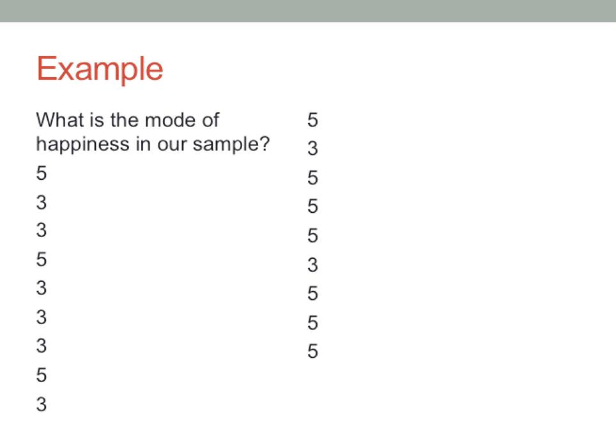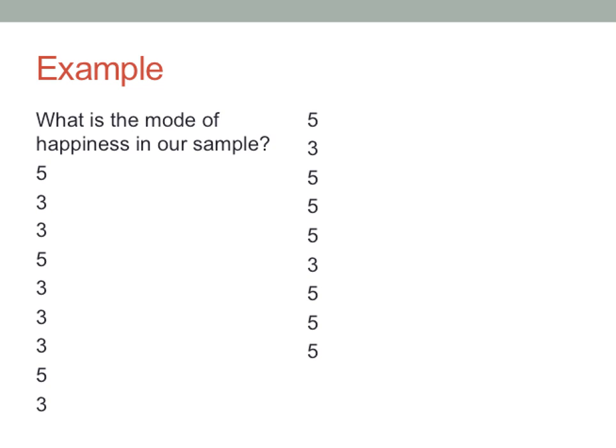All right, well, let's count them up. So we have 5 happens 1, 2, 3, 4, 5, 6, 7, 8, 9, 10 times, and 3 occurs 1, 2, 3, 4, 5, 6, 7, 8 times. So we have 10 5s and 8 3s. So 5 is our mode. Wonderful. All right, so these hopefully have not been that difficult up to this point.